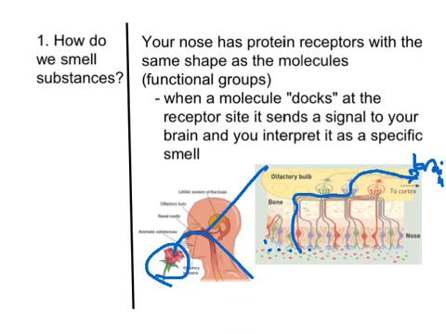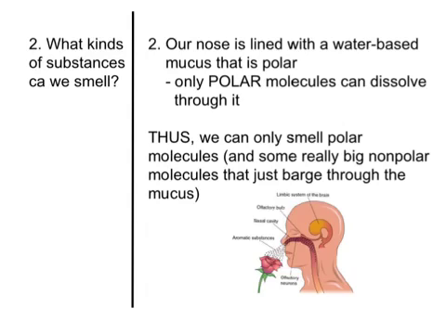So what we're going to talk about in the last question of these notes is what kinds of substances we can smell. In our last unit, when we were talking about the difference between polar and nonpolar molecules, I talked about how we could smell polar molecules but not nonpolar molecules. So I'm going to give just a little bit more explanation in this next question: what kinds of substances can we smell?